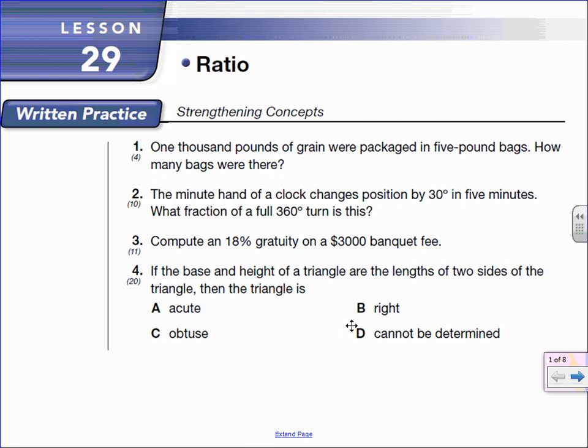Number 1 says 1,000 pounds of grain were packaged in 5-pound bags. How many bags were there? So this is an equal groups problem. So we have the number of bags times how many pounds are in each bag, which is 5, and that equals 1,000. So our question is, what number times 5 gives us 1,000? And it's 200 bags. 200 times 5, 2 times 5 is 10, and then you add 2 zeros at the end, you get 1,000.